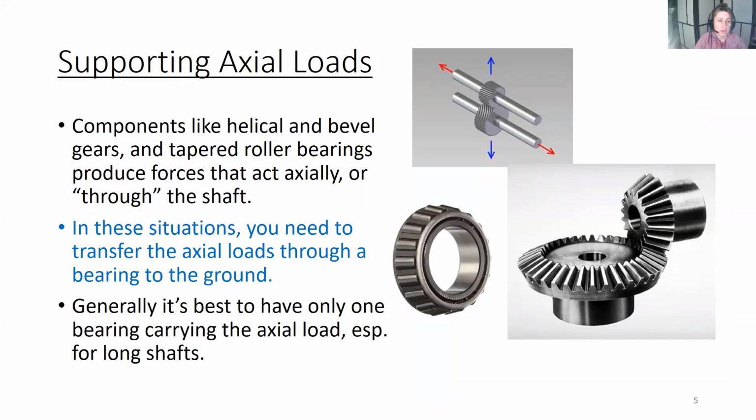So in these situations, you need to somehow transfer the axial or the thrust load through a bearing to the ground. So that's what is being depicted here. We have a radial load that acts radially through the gear. And then because of the helix angle, there's also a force that's produced through the shaft. So in general, it's best to only have one bearing carrying the axial load, especially for long shafts.